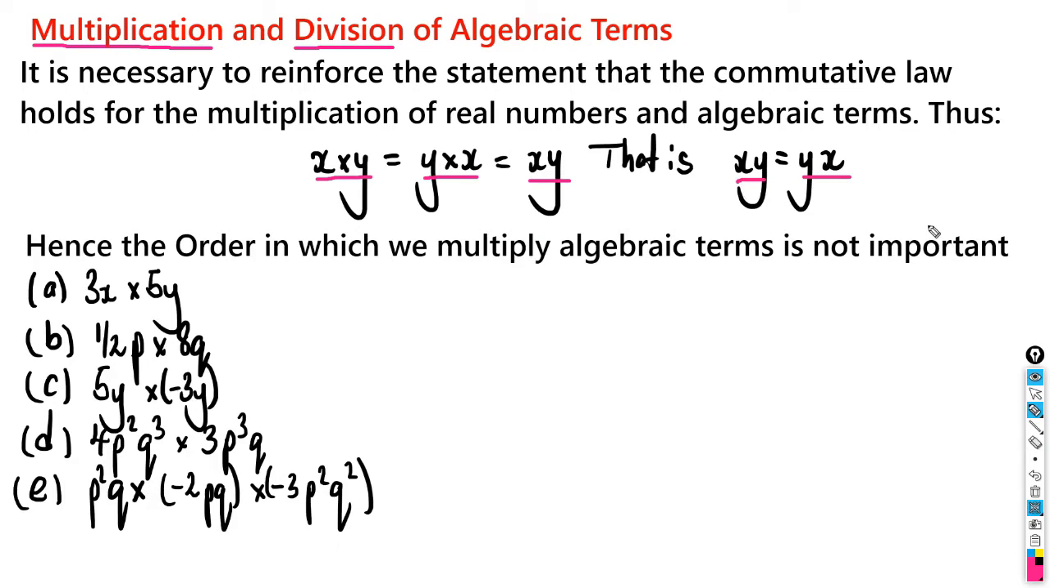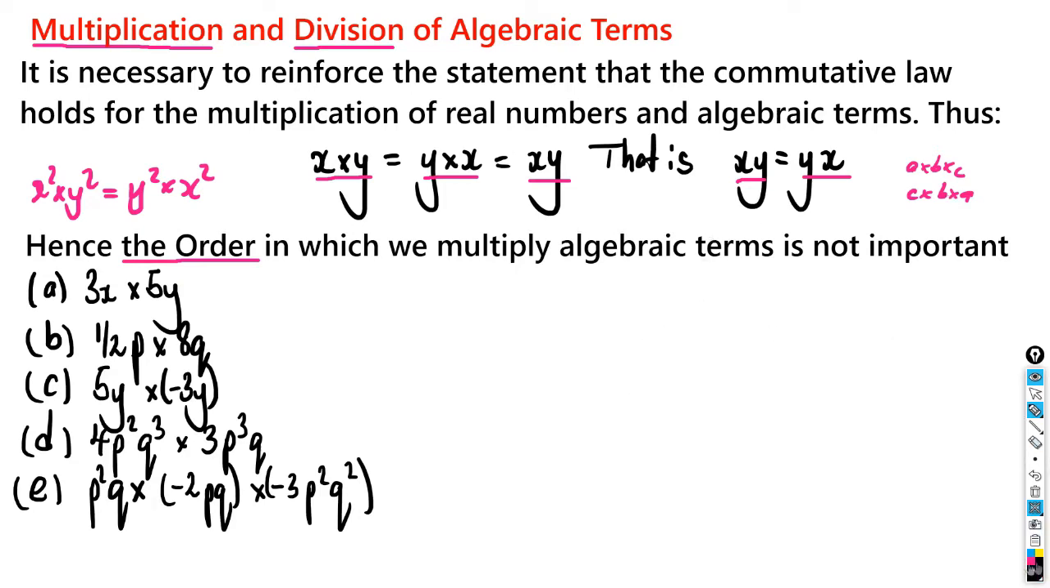Okay guys, so it really doesn't matter. If we're multiplying x squared by y squared, it's the same thing as y squared multiplied by x squared. So the order in which we multiply algebraic terms is not important, and it really isn't. I can give you another example here: a times b times c is the same thing as c times b times a. So the order is really not important.